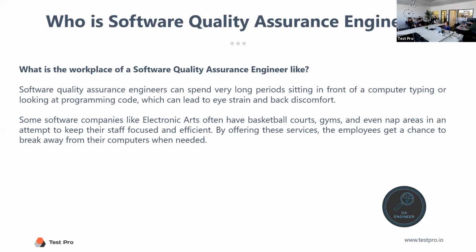Software quality assurance engineers can spend very long periods sitting in front of a computer typing or looking at programming code, which can lead to eye strain and back discomfort. Some software companies like Electronic Arts often have basketball courts, gyms, and even nap areas in an attempt to keep their staff focused and efficient. By offering these services, the employee gets a chance to break away from their computers when needed.